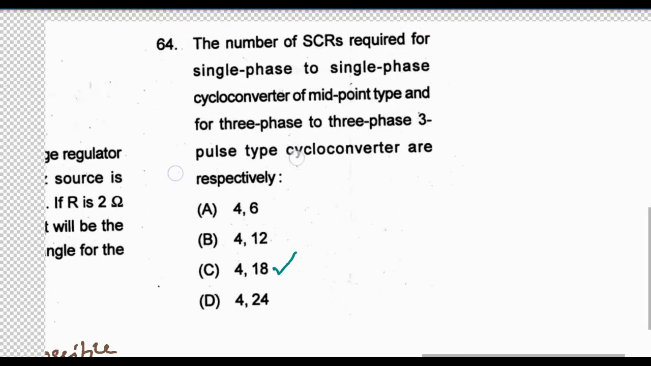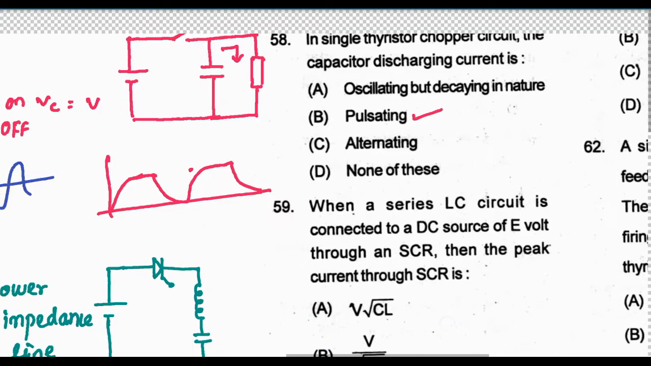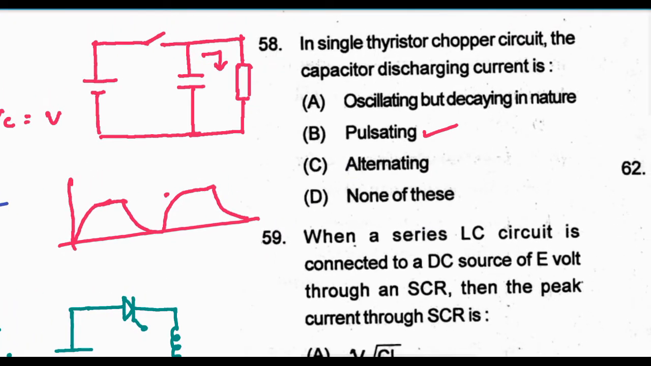Next question is 58. In a single thyristor chopper circuit, the capacitor discharging current is oscillating but decaying in nature, option B pulsating, alternating, none of these.